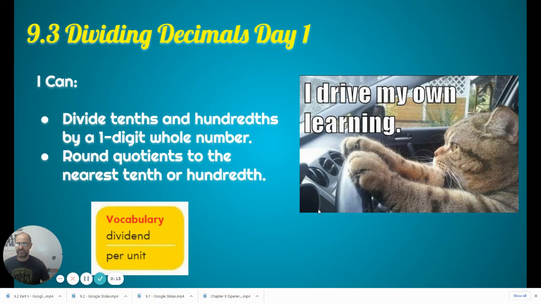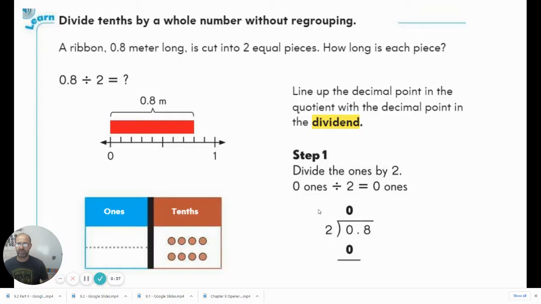I'm going to give you a little newsflash here. This is going to be the opposite of multiplication, because that's what division is. And another newsflash, it's going to be using the exact opposite strategy, and maybe even a little bit of what we talked about already in previous videos. So you're going to be able to divide tenths and hundredths by a one-digit whole number, and you'll be able to round quotients to the nearest tenth or hundredth. That's going to require a little more thought, but I got your back. Don't you worry.